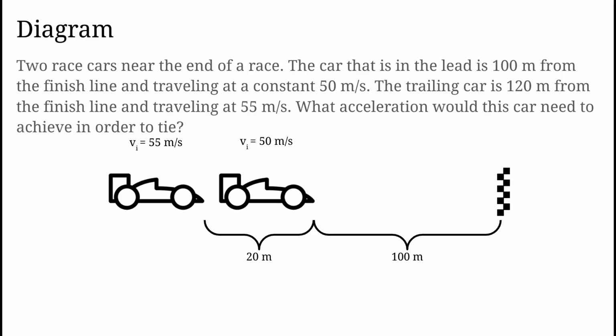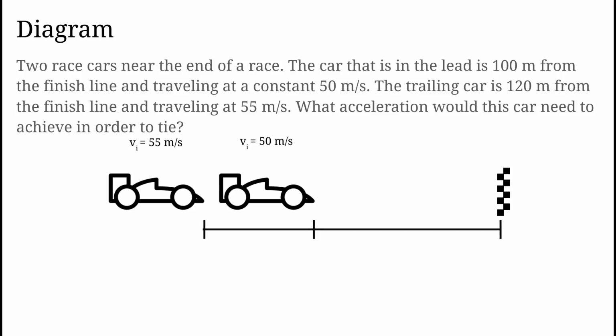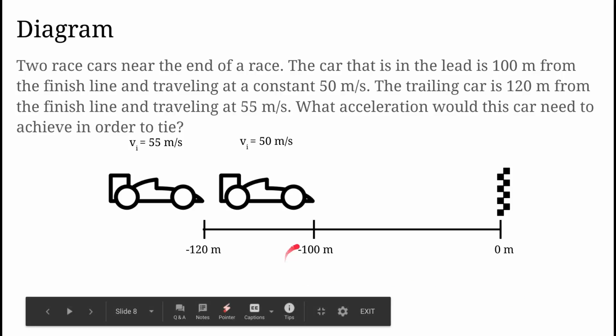Now, in order to start solving equations, we need to label these cars and the finish line as specific positions. The easiest way to do that is to picture them on a number line. There are a couple of different ways we could do this. We could say that the finish line has a position of 0, and then the leading car is 100 meters left of that finish line, or negative 100 meters, and the trailing car is negative 120 meters from the finish line. This is one way you could describe the situation, where the numbers 100 and 120 directly come out of the problem and are applied to this number line.